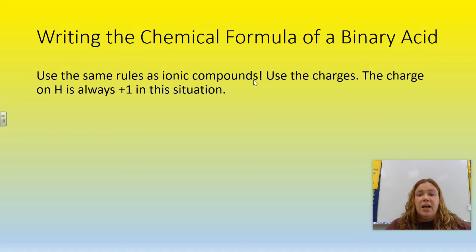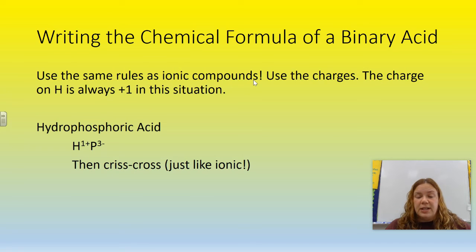When we write the formula of a binary acid, we're going to use the same rules as ionic compounds. We're going to use the charges. So the charge on hydrogen is always going to be a +1 in an acidic situation. So for example, if we're looking to write out the chemical formula for hydrophosphoric acid, we see that the prefix hydro is there. So we're going to know that this is a binary acid. So we have an H with just a phosphorus because it is binary with the hydro there. That gives us an indication. An H has a +1 charge. Phosphorus, according to our periodic table, has a 3- charge. So we're going to crisscross just like we do in ionic, and we'll end up with H3P.